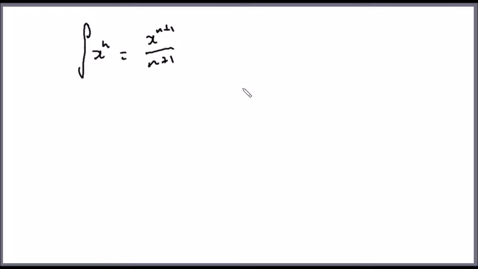Okay, so one last thing I forgot to mention is that because it's the inverse of differentiation, you don't know what the constant is. For example, if you differentiated this, the plus c, which is a constant, would disappear.